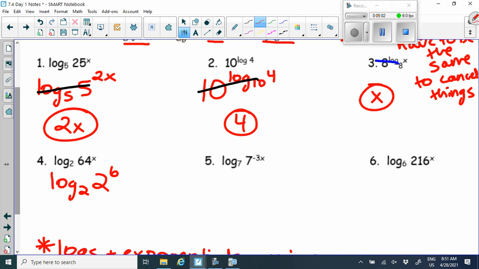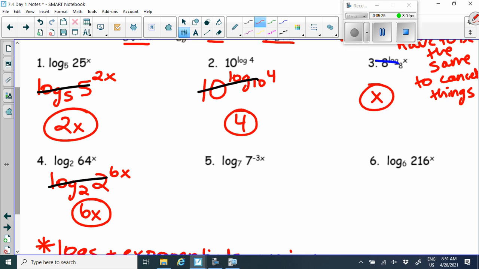is like saying 64. Now notice there was an x as an exponent on the 64. That can't magically go away. Instead, we're going to multiply it with the 6, so we have to keep it there. Now notice the base on my log and the base on the exponent are exactly the same, and because logs and exponentials are inverses, they cancel. So my answer would be 6x.